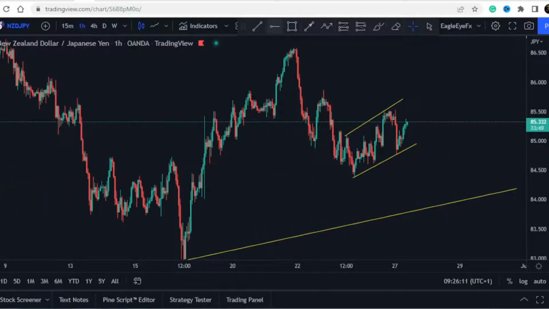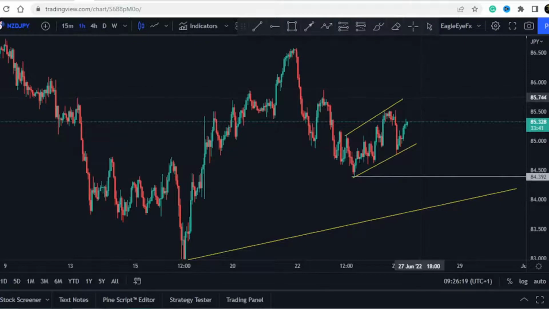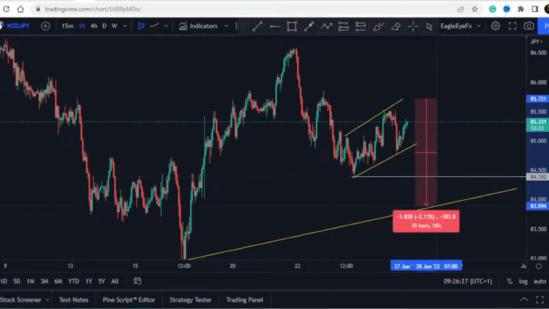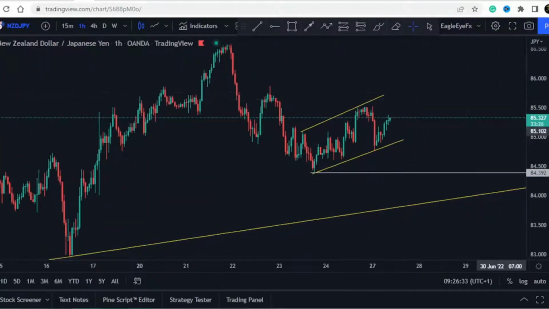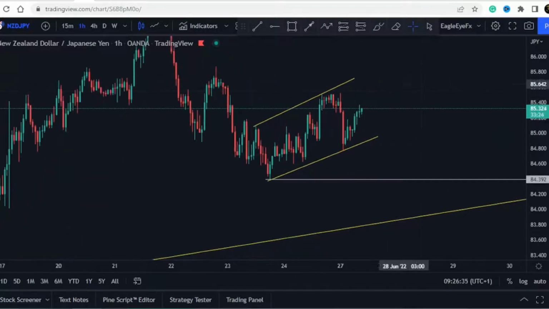You can see that this could be our first target, maybe somewhere around over here. That could be our first target, right? And let's assume this market comes all the way to this level over here, then we are looking at a possible 133 pips, and maybe holding it all the way to 187 pips.